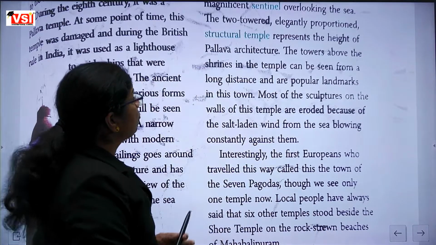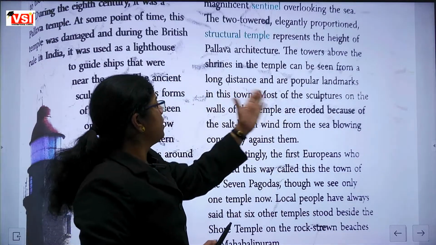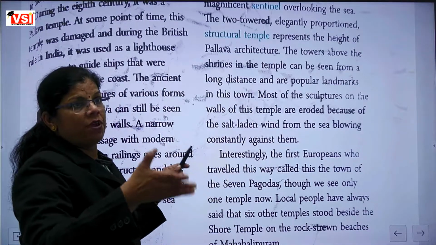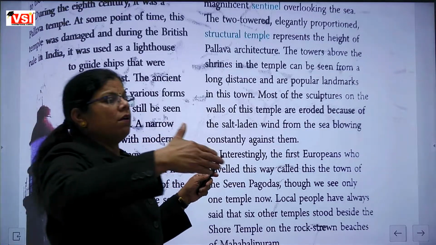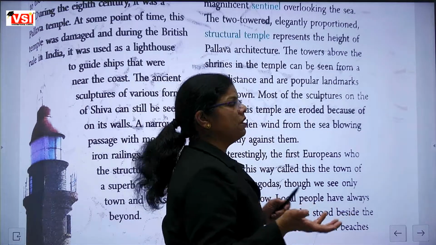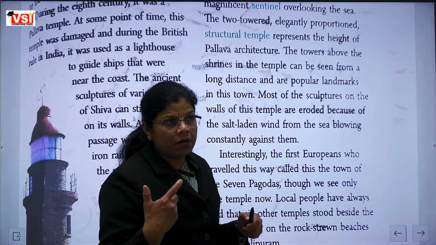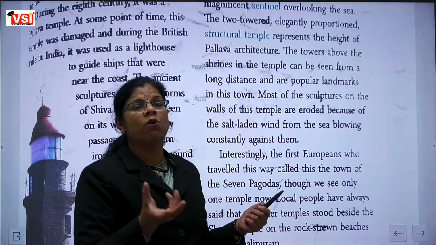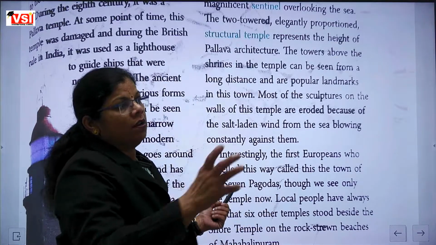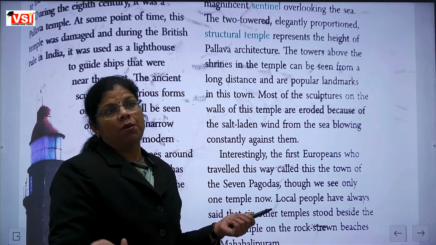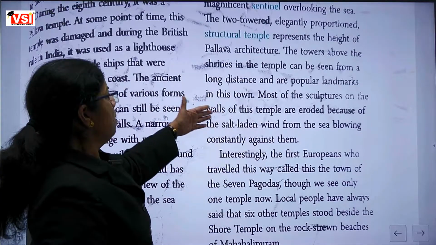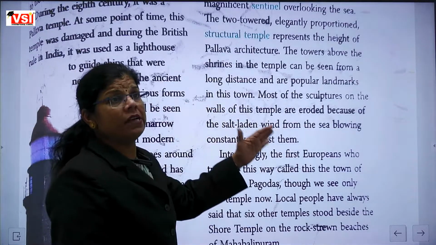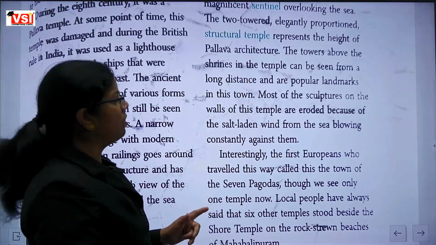You can see these towers and are popular landmarks in this town. Landmarks means the marks which are famous. कुछ ऐसे जैसे in Jaipur, if you talk about famous landmark, like a famous landmark है. Means जो आसपास के एरिया में फेमस हो जाता है. So these are called, means ये जो टेम्पल्स हैं स्ट्रक्चरल टेम्पल, they are famous landmarks. Means उस एरिया में बहुत ज्यादा फेमस है.